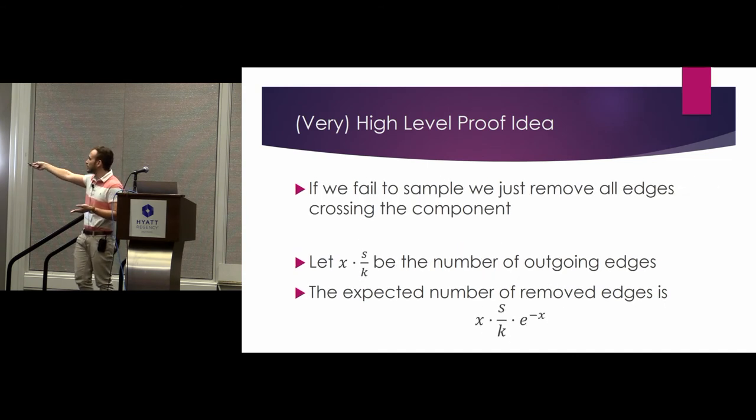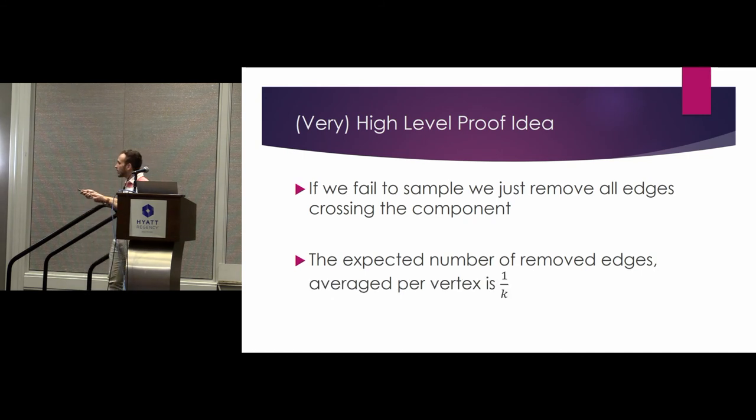And x times e to the minus x is bounded by a constant. So basically, up to constants, the expected number of removed edges is s over k. And if we removed something, then we can average the number of edges we removed over the vertices in this component. And we had s vertices in this component we removed.